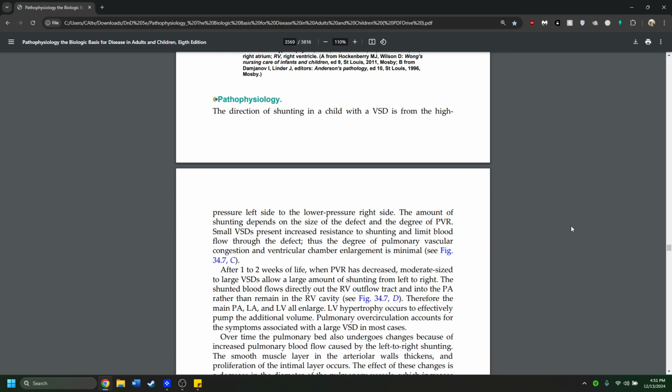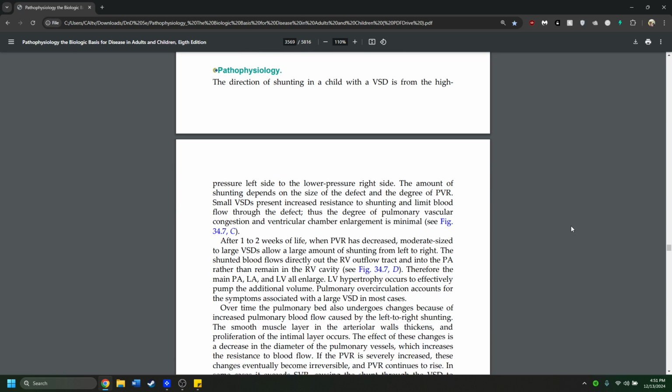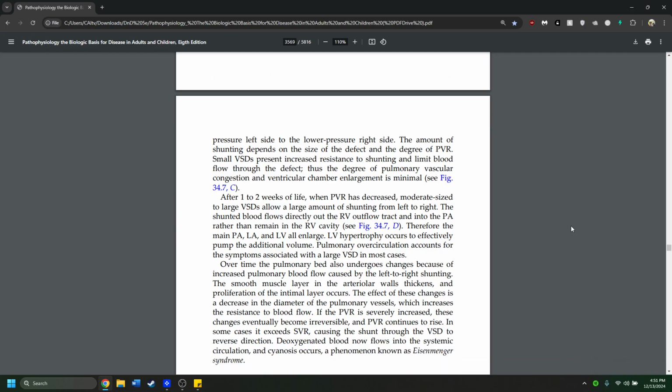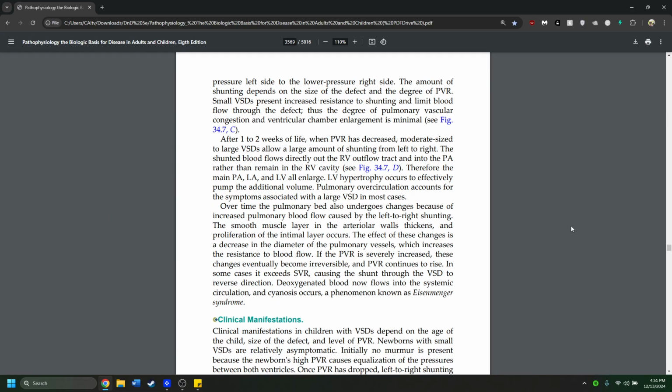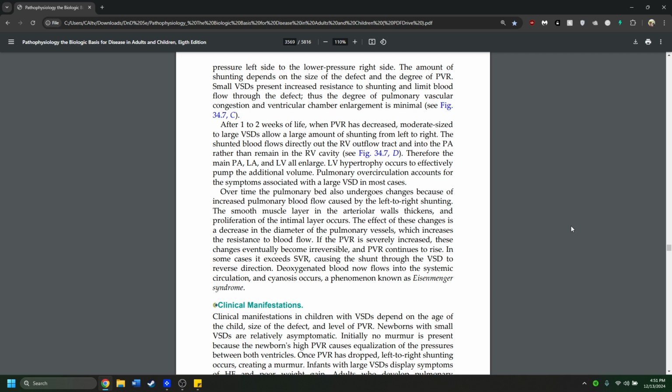So what is our pathophysiology? Well, the direction of shunting in a child with VSD is from the high pressure left side to the lower pressure right side. The amount of shunting depends on the size of the defect and the degree of PVR. Small VSD present increased resistance to shunting and limit blood flow through the defect. Thus, the degree of pulmonary vascular congestion and ventricular chamber enlargement is minimal.